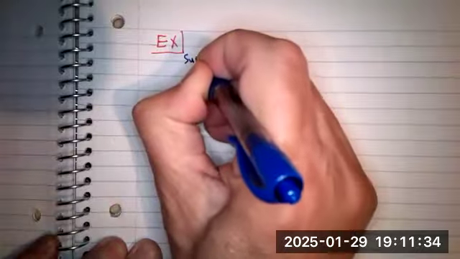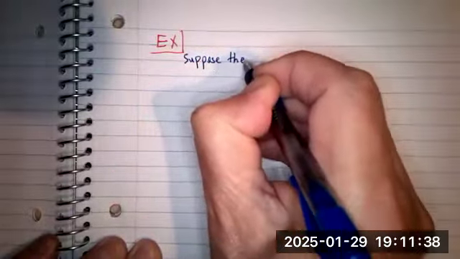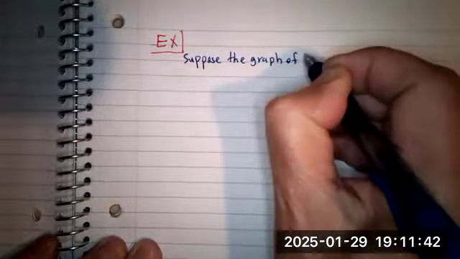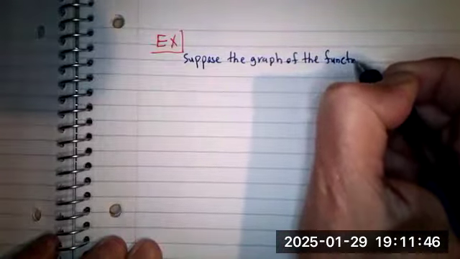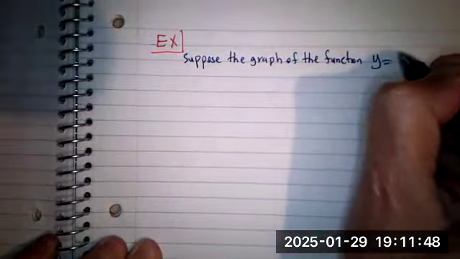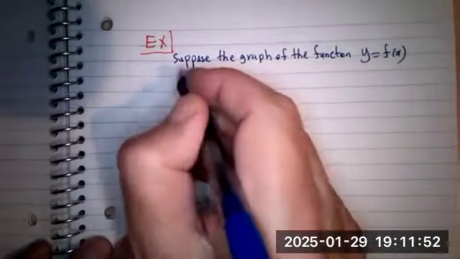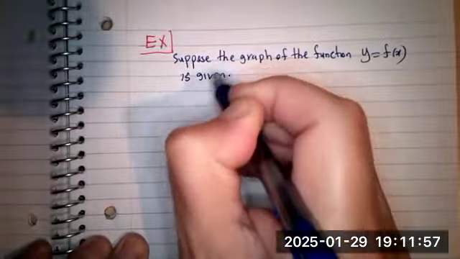Suppose the graph of the function y equals f of x. Okay, the graph of this function is given. So I'm going to draw the graph.